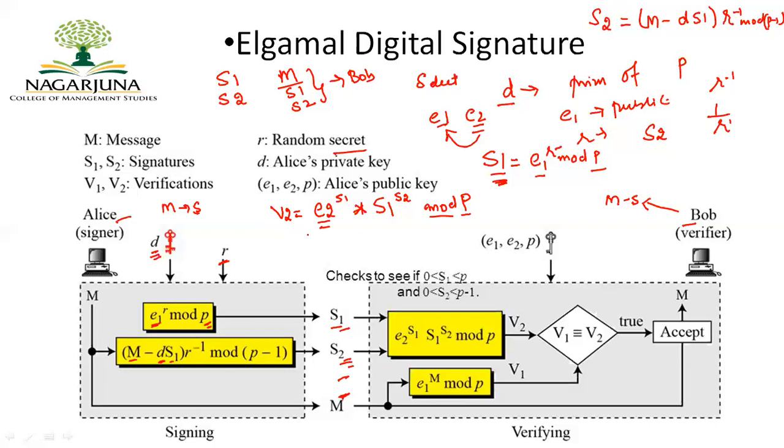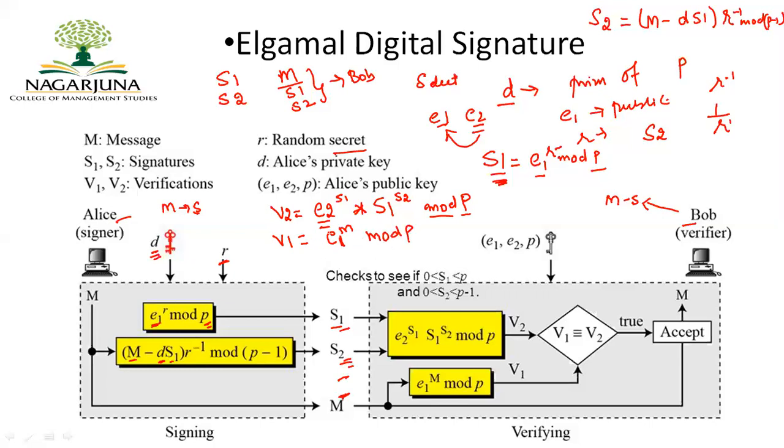Now, once this is done, we are also supposed to calculate our V1 with the help of the sent message. To calculate that, we are going to take the help of the first public key, that is E1, to the power of the message that has been sent, and you perform a mod operation with your P.